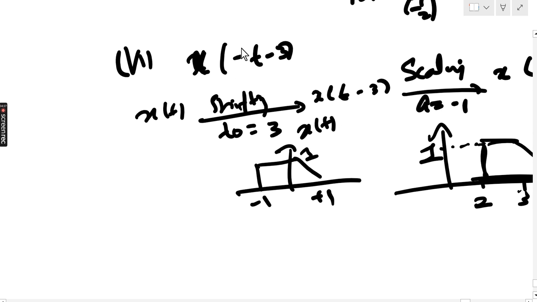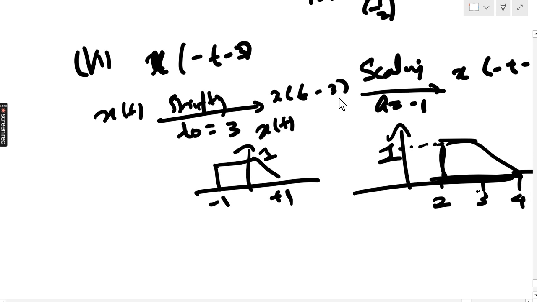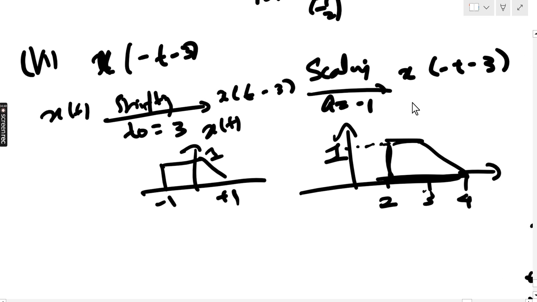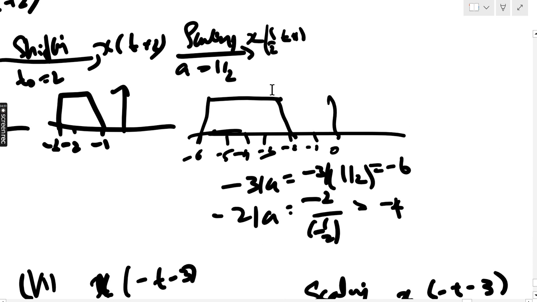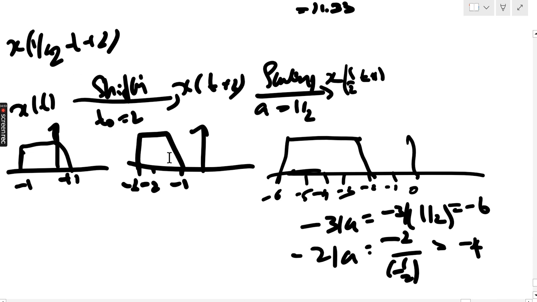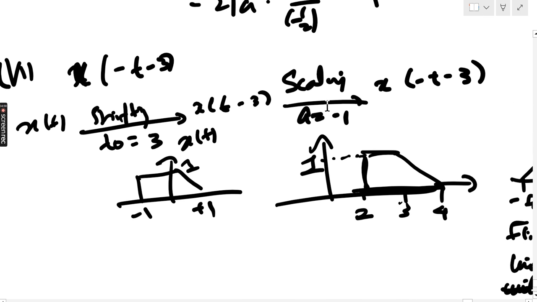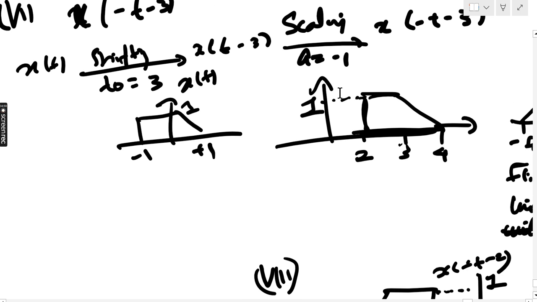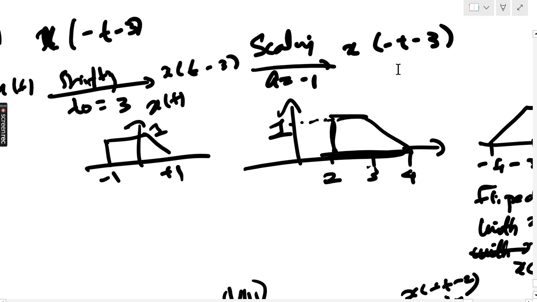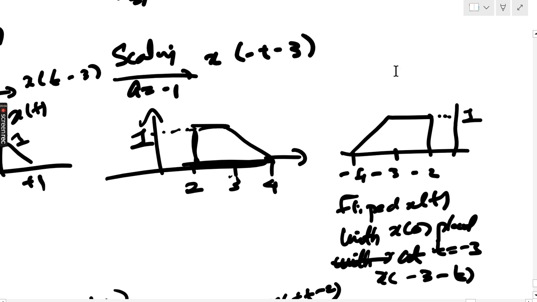Next is x of minus t minus 3. Now shifting, t naught will be 3. We take this 3 and this minus will be t minus 3. So we know the coefficient of minus t is minus 1, so a is minus 1. Here it will be 1 by 2 because the coefficient is 1 by 2. Here it will be minus 1 because it is minus t. x of minus t. So this is the diagram.